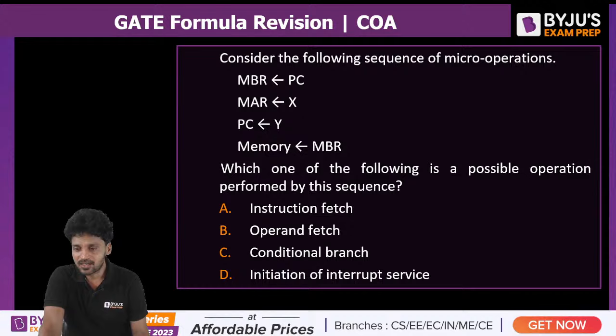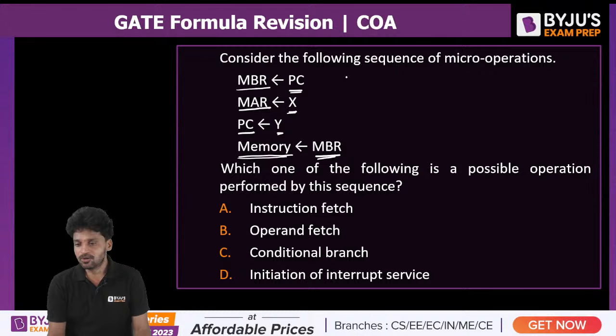Consider the following sequence of micro operations. Follow me carefully. The program counter is getting transferred to MBR. X is getting transferred to MAR. Y is getting transferred to PC, and MBR is being transferred to the memory. Understand, when you look at this, the program counter value is being saved, right?